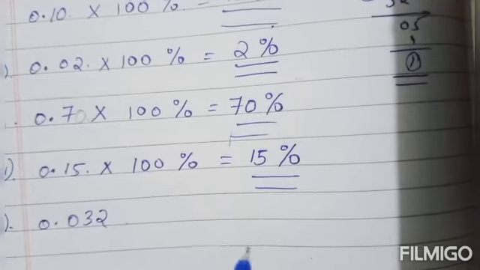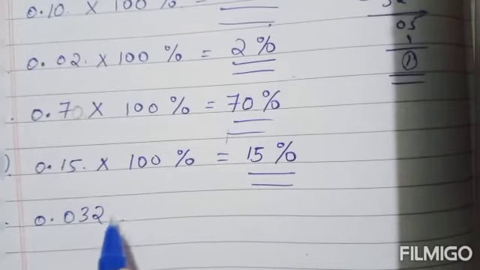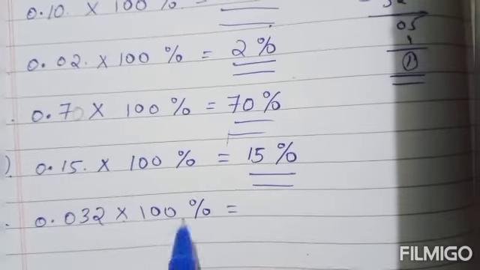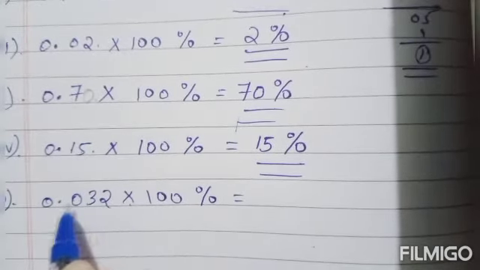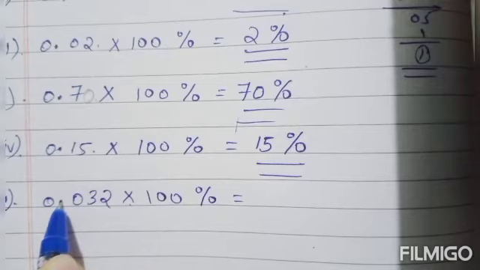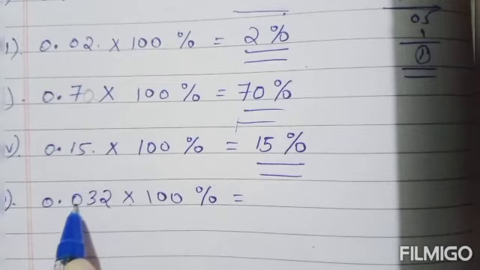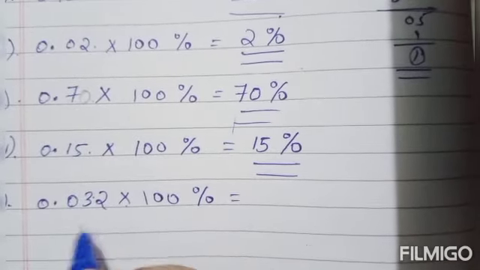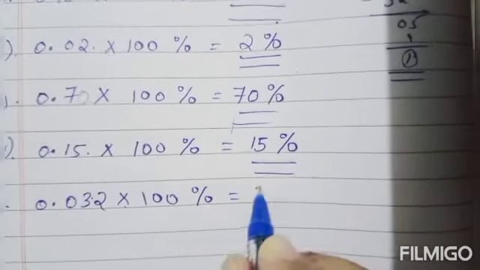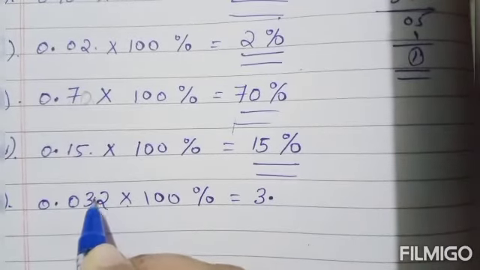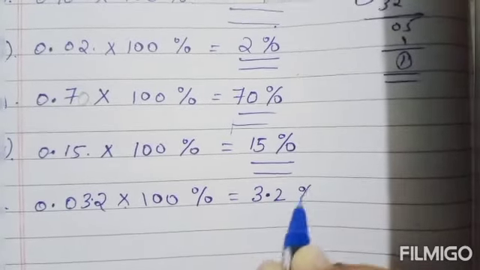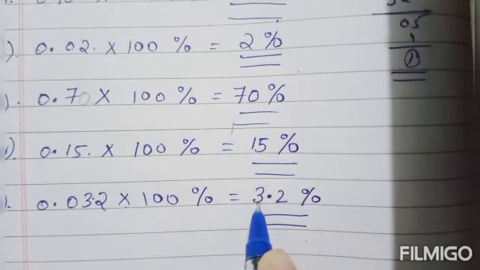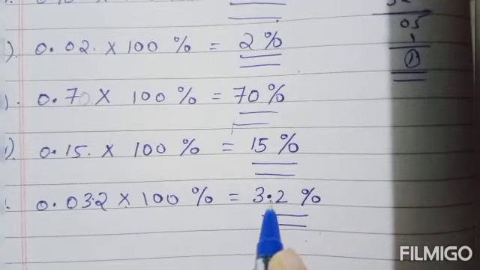Okay. Next, fifth one, 0.032. In order to convert this to percentage, what to do? Multiply by 100%. So, the decimal point will move 2 places to the right. This is 1, this is 2 here. So, the answer will be: after 3 the point will come. 3 point, after point 2. 3.2%. Okay, 003 we will write it as 3, then 3.2%.